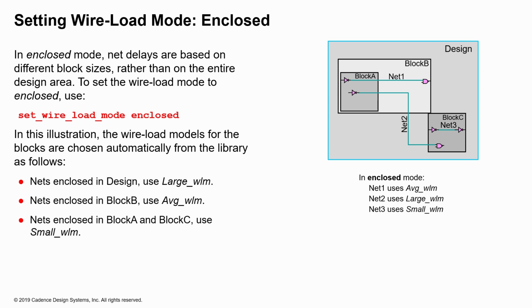Now, extending the same logic, if there are blocks A and C, and they fall under the category of small WLM, let's say 1,000 units, then all the nets under block A and block C use the small WLM, which falls under the 1,000 units. So going by that example, if we look at the multiple nets in this design, net 1 uses whatever encompasses that particular net 1, which is block B, and therefore uses average WLM. Net 2, the entire design is encompassing it, and neither block B nor block C can contain that particular net 2, so net 2 uses large WLM. And net 3, because it is enclosed in block C, will use the small WLM.